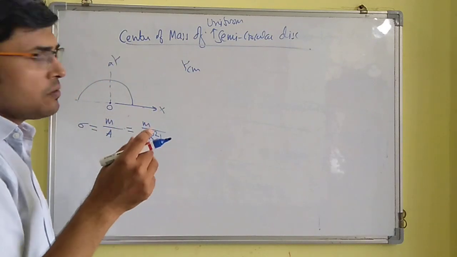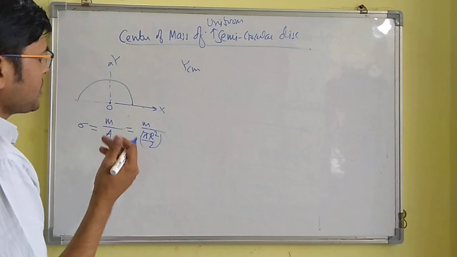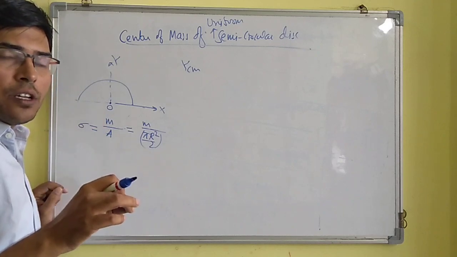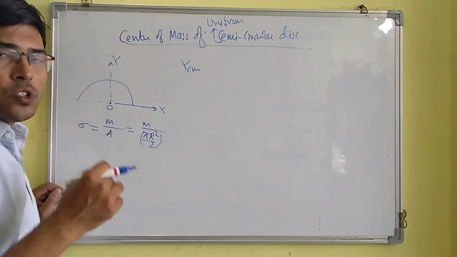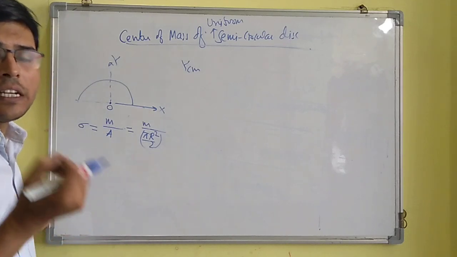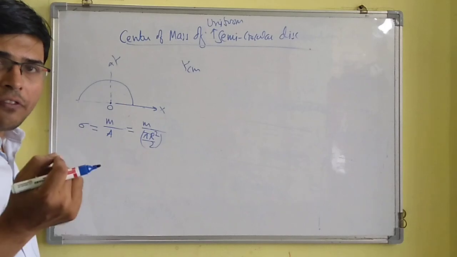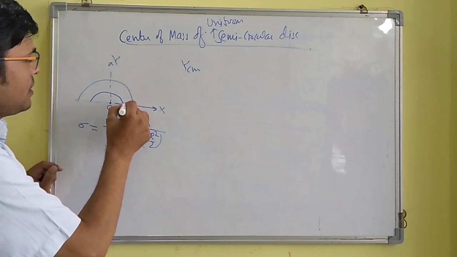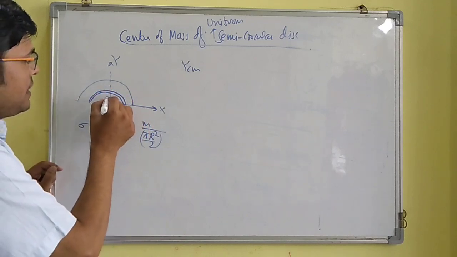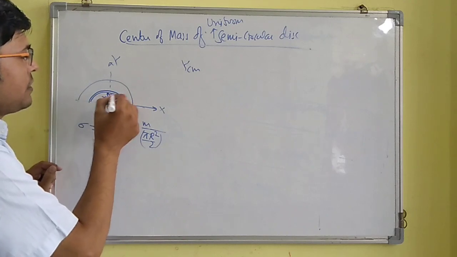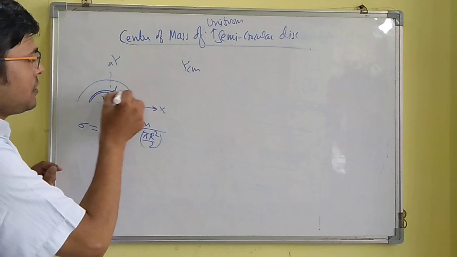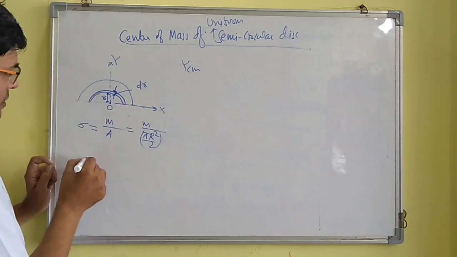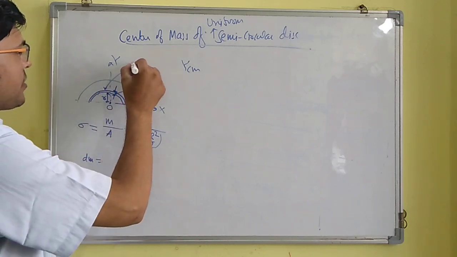first we see how to take element in this particular situation. We have already calculated center of mass of semicircular ring. So with the help of semicircular ring, we will calculate center of mass of semicircular disc. We know that in case of semicircular ring, the center of mass was lying at a distance of 2r by pi from origin. So we take element here as a ring at a distance of small r from origin, and thickness of this elemental ring is dr. So this is my elemental ring.